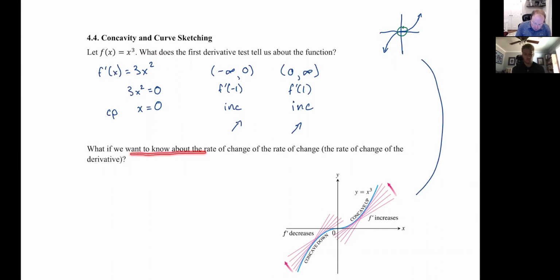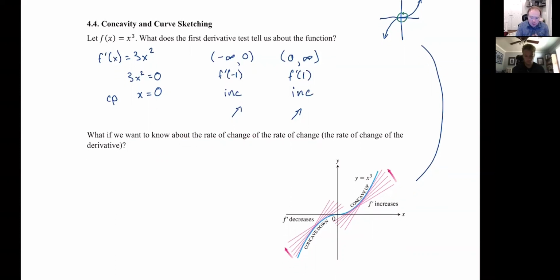What if we want to know something about the rate of change of the rate of change? Are we accelerating really fast? Or are we a little bit of a slowpoke when it comes to driving? The rate of change of the rate of change, AKA the acceleration, if you're thinking about it in terms of a physical application. So let's go ahead and consider the rate of change of the rate of change. That is to say, the second derivative.